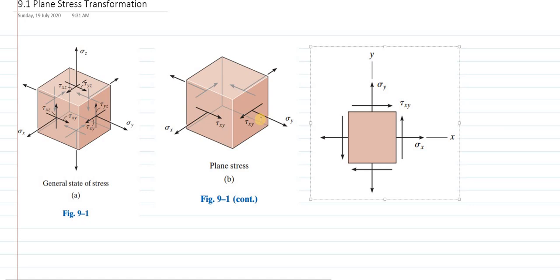So we can perform the analysis in a single plane. In fact, this will be a state of plane stress. So in case of a plane stress, the stresses produced can be analyzed in a single plane, and the material is said to be in a state of plane stress. As you see, we have sigma x, sigma y, and then we have these shear components.